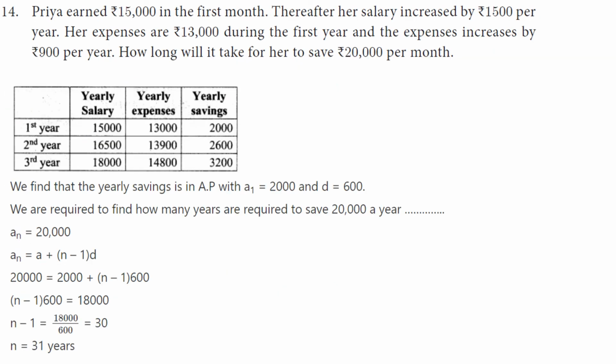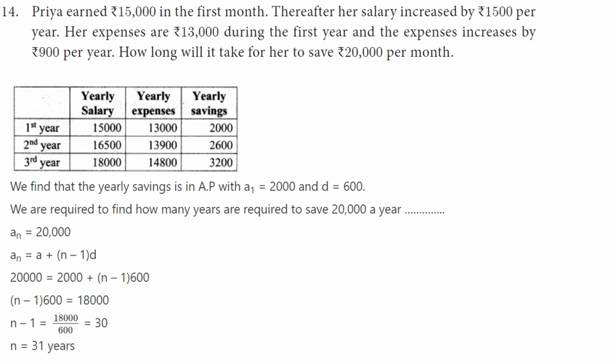She earned rupees 15,000 in the first month. Thereafter, her salary increased by 1,500 per year. Her expenses were 13,000 during the first year and the expenses increased by rupees 900 per year. How long will it take for her to save rupees 20,000 per month?